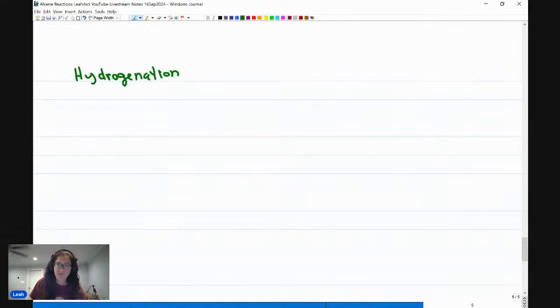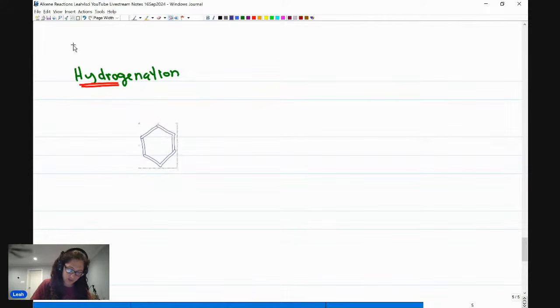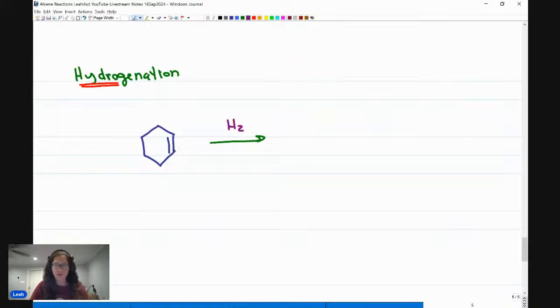The hydrogenation reaction. The hydrogenation is hydrogen right there in the word. That is adding hydrogen to an alkene. And to show you the regioselectivity, we'll use a ring. Hydrogenation is when I react an alkene with H2 gas, using some kind of metal catalyst, for example, platinum.